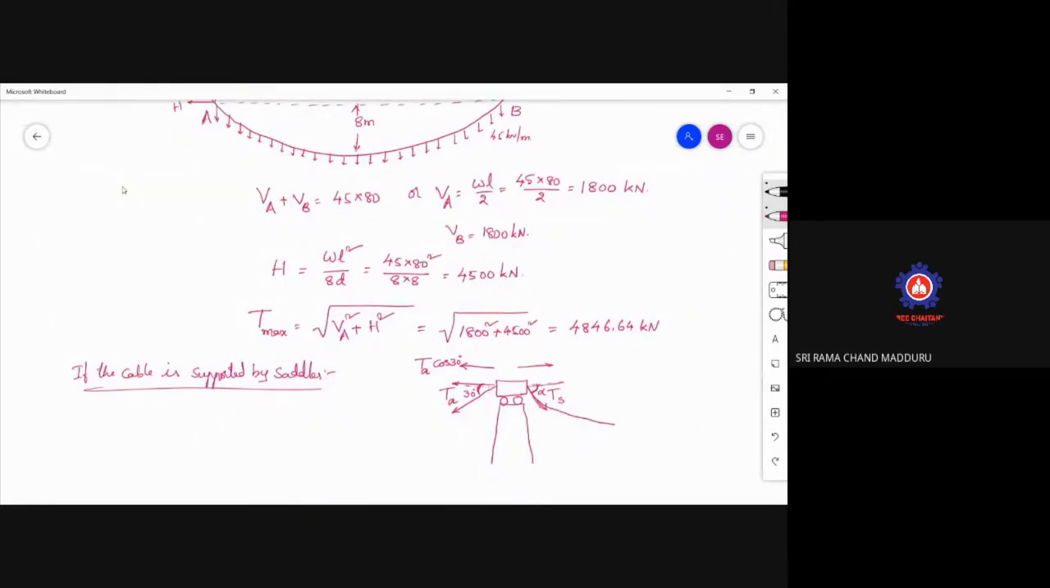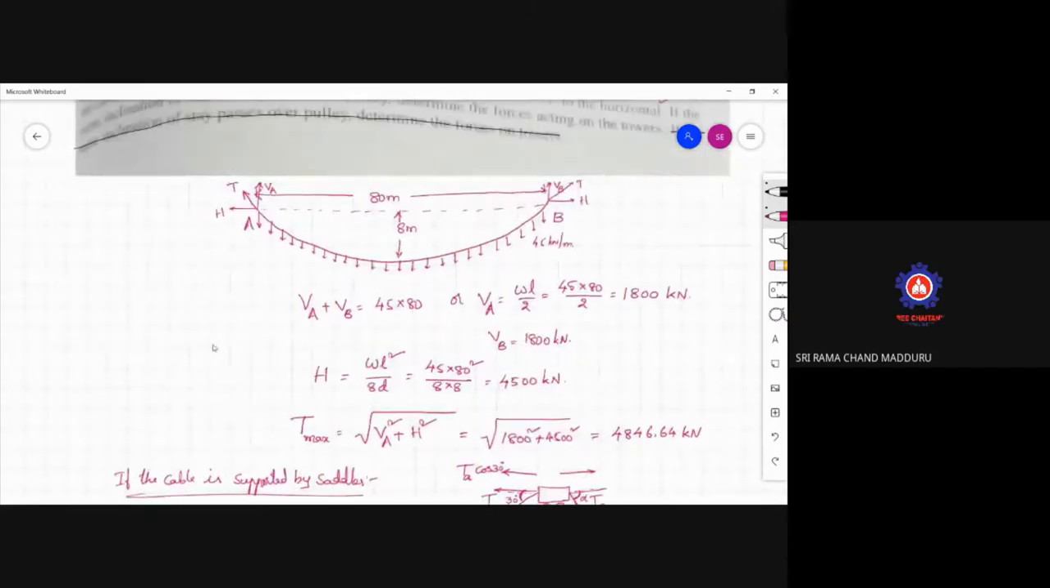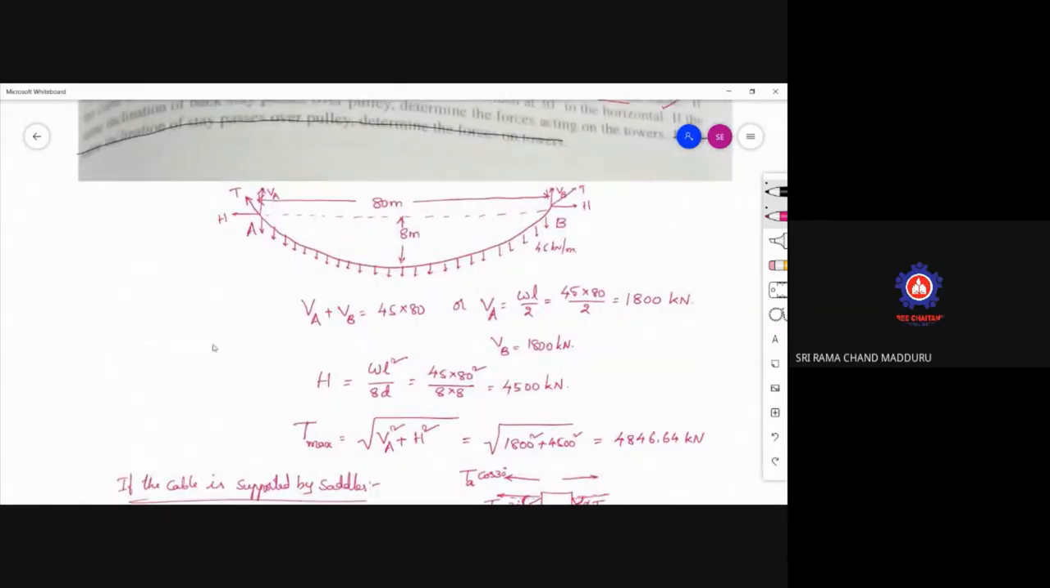Okay, sir. So see, if you observe this diagram, your suspension cable is ending here when it is a saddle system. Another cable is supported here like this. This cable we call either backstay or anchor cable. Corresponding to this, this angle is mentioned as 30 degrees.